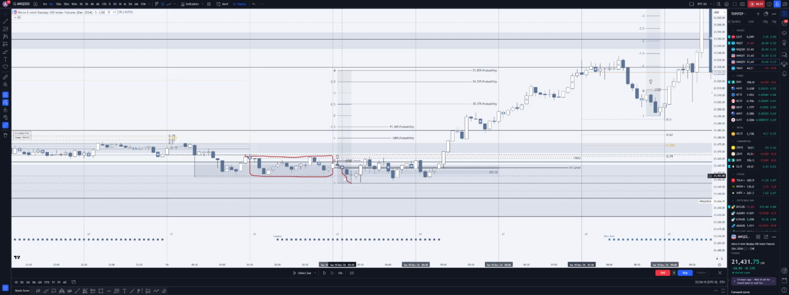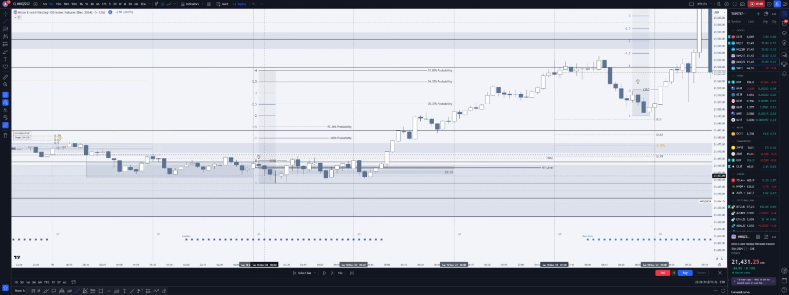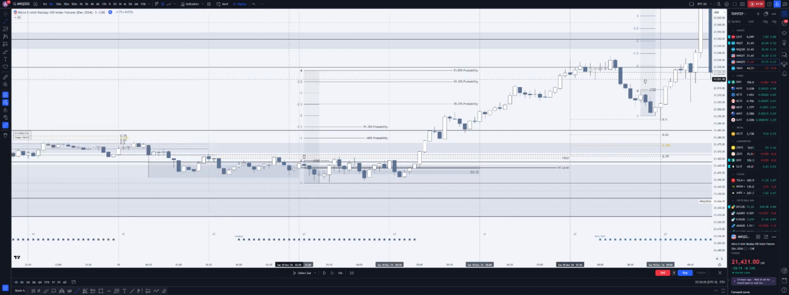Then drawn out our standard deviations. So swept the intermediate term lows, had our manipulation swing, drawn out our manipulations, drawn out our standard deviations. We've then got our levels. Take this off. So we got 1.5 we want to look for, 2.5, 3.5, and 4. Put our probabilities on.